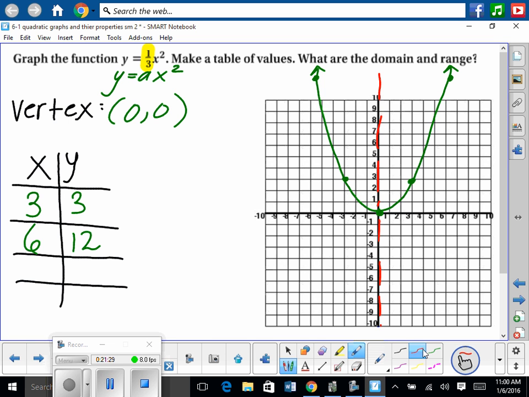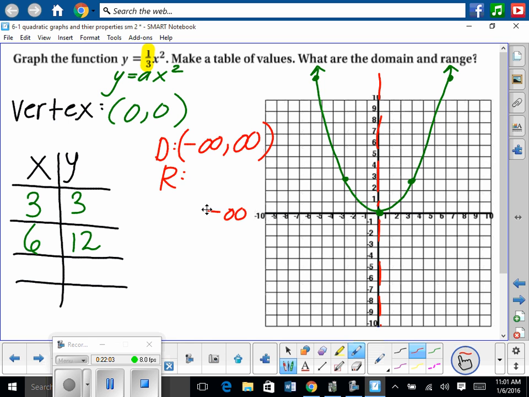Domain and range. Domain is x values, left and right only. It doesn't matter how far up or down. I'm talking left and right. Where's my function growing? Left. Left to where? Forever. Negative infinity, right? Isn't it growing this way to negative infinity on my x-axis? Yeah. So our domain starts at negative infinity. Where's it growing to the right? I don't care that it's growing up. I mean right. Positive infinity. So it's growing from negative infinity to positive infinity.